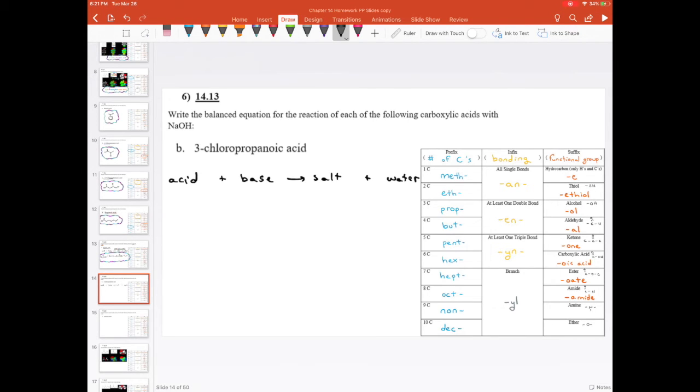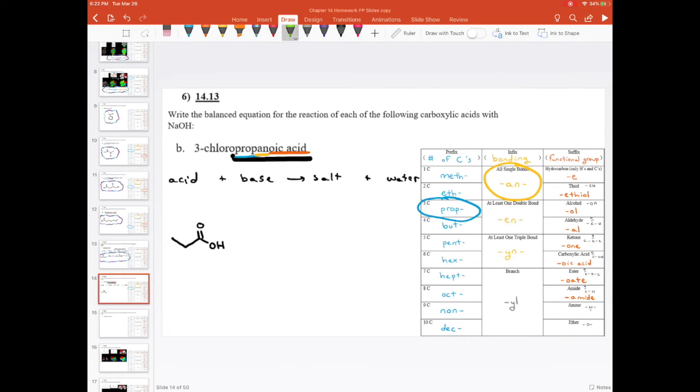Okay, so let's draw the acid we're dealing with. It's 3-chloropropanoic acid. Now, the backbone here is propanoic acid. The prefix is prop, so we know we're going to be dealing with 3 carbons. So that's 1, 2, 3. The infix is AN, so we know that there needs to be single bonds between each of those carbons. And the suffix is oic acid, so that means we're going to have that carboxylic acid on one of the ends. So that's propanoic acid.